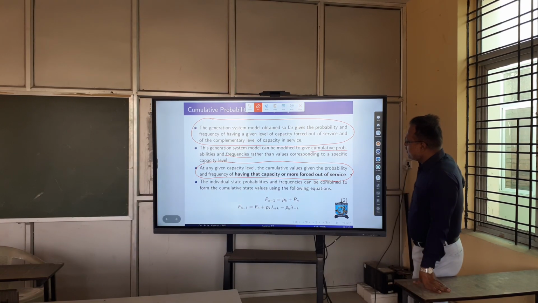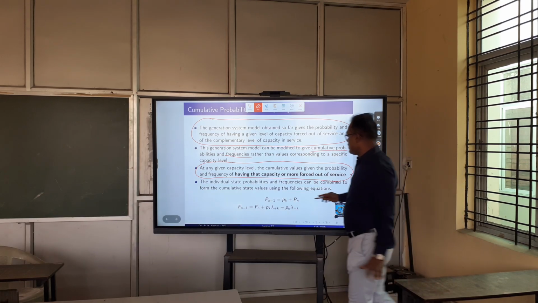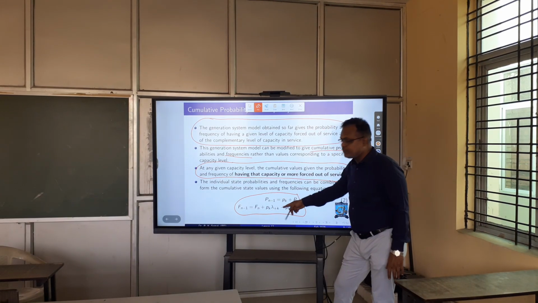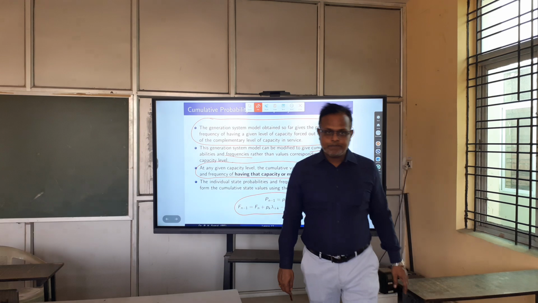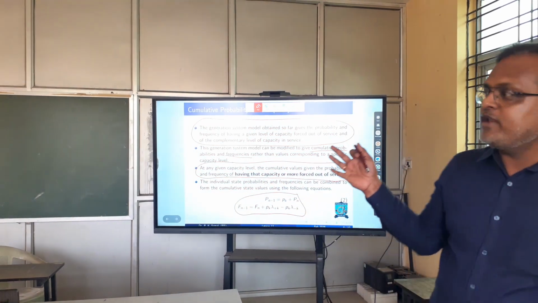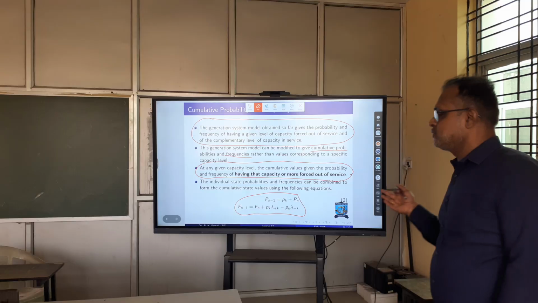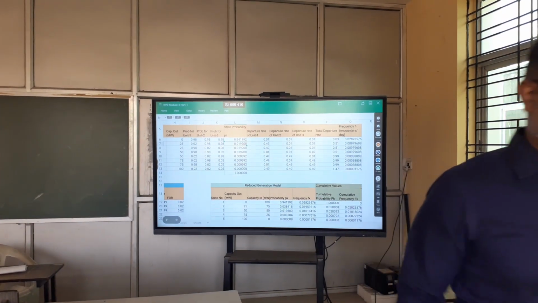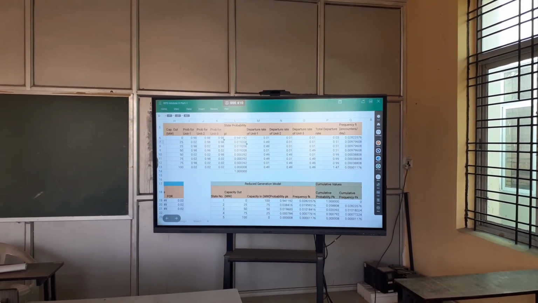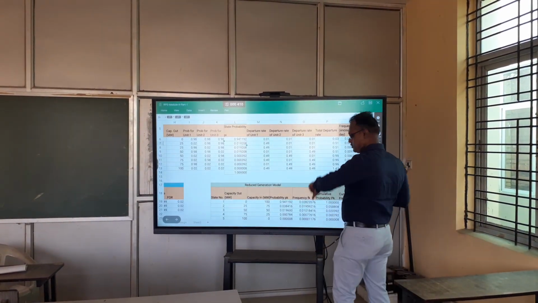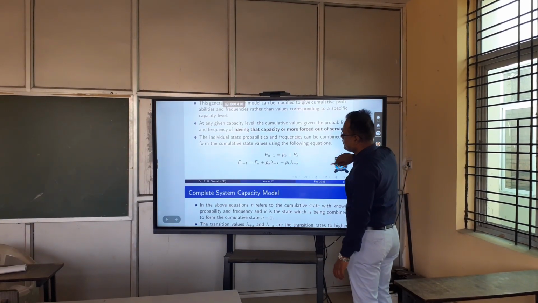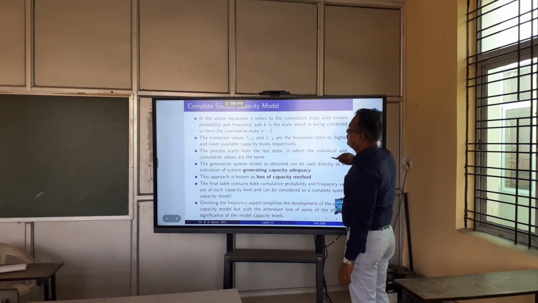The individual state probabilities and frequencies can be combined to get the cumulative values using the following equation. For the probability it is straightforward, but for the frequency you have to use a slightly different formula. You can apply this formula in an Excel sheet and see how the cumulative values are computed. So this is the complete system model.